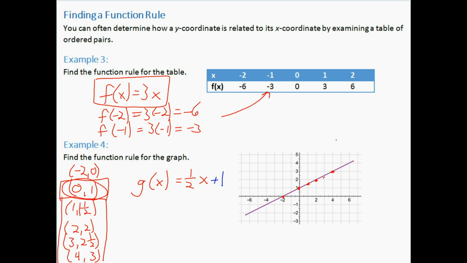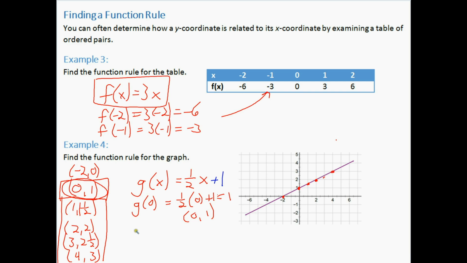And let's try some values with this one. So let's try g of 0, and we're hoping to get 0, 1. So putting in 0, we get 1/2 times our x value, which is 0, plus 1. And that, in fact, is 1/2 times 0, which is 0, plus 1 is 1. So that's what we wanted. This gives us the point 0, 1.